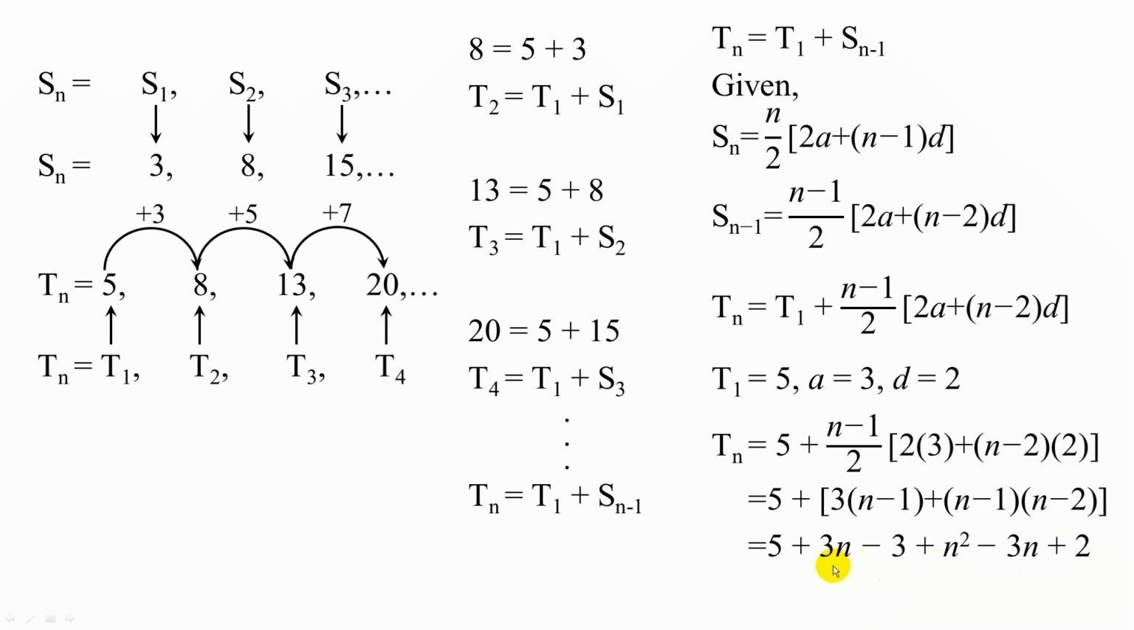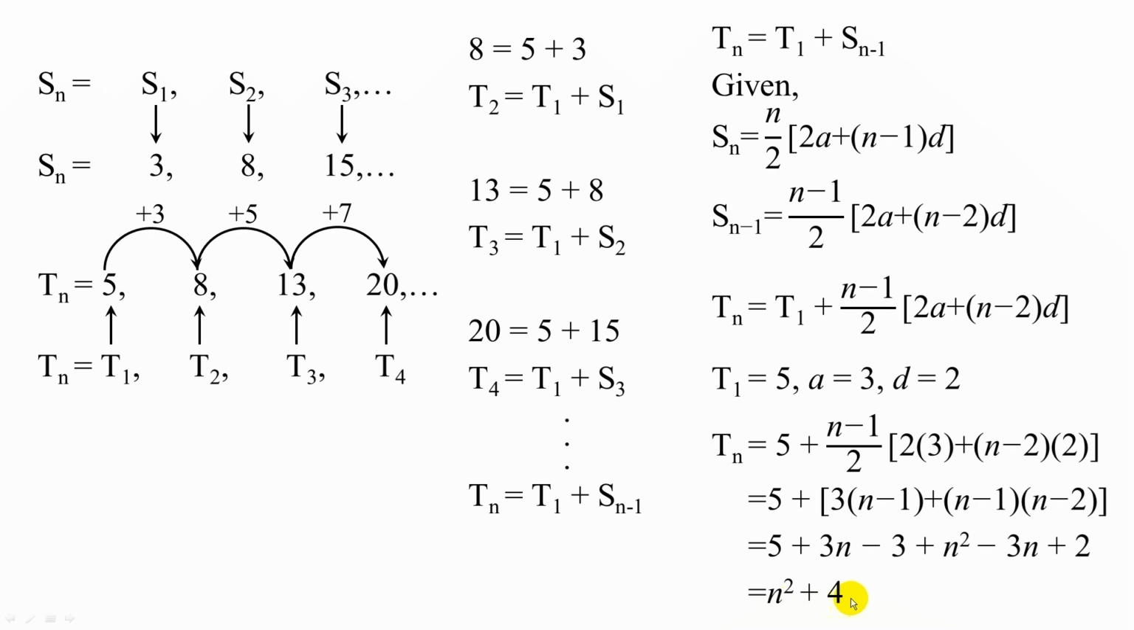Okay, so how can you simplify this one? 3n and minus 3n become 0, right? 5 minus 3, 2. 2 plus 2, 4. So what do you get here? This one, n squared, right? N squared, the like terms of n are cancelled out, right? Cancel out. So only left 4, right? The constant 4. So 5 minus 3, 2 plus 2 is 4. So here is our formula.